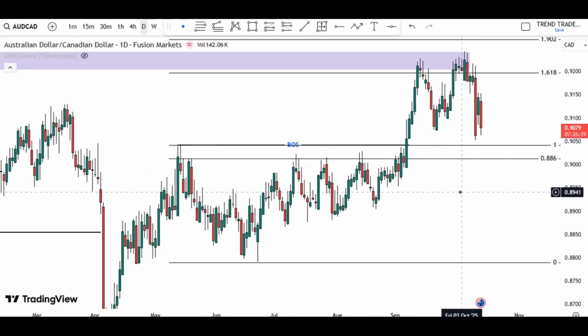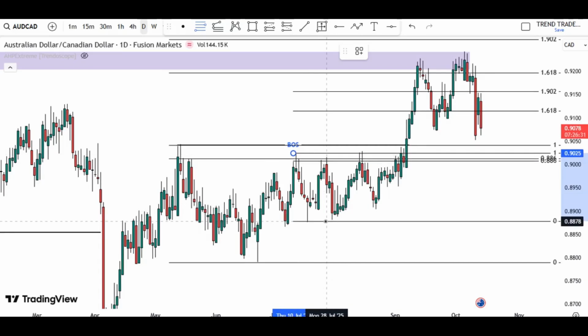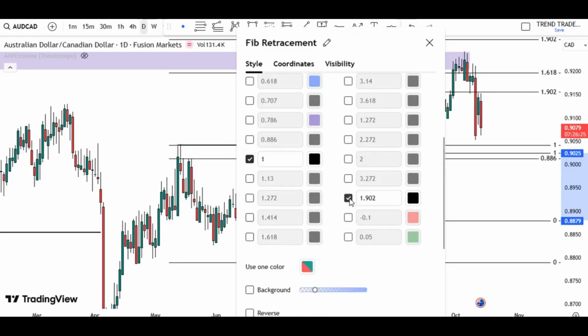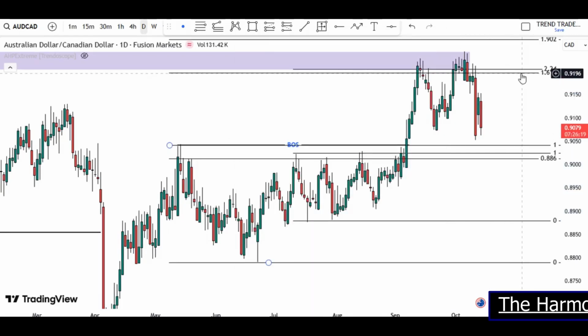Okay, so now we can get a complementary measurement of that 1.618 from this retracement to this point, and see if that could come around 2.24. Let me just switch off 0.886 and 1.902 and see if that will come around 2.24. Beautiful. You can see how 2.24 complemented that 1.618.